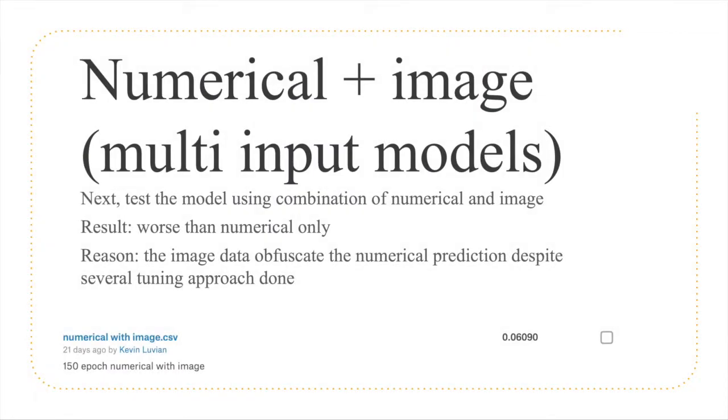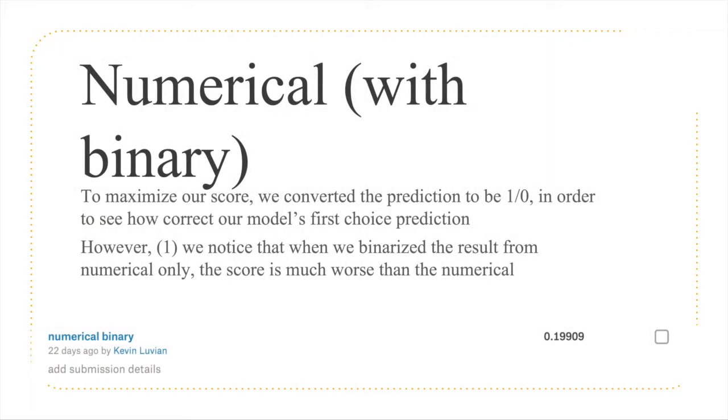Next, we try our next idea, which is to combine the numerical and image, and the best result we can get is 0.6090. We think that the image data may obfuscate the numerical prediction. Next we go back to our numerical 0.01234 result, and we binarize it to see how good our first choice prediction is. Here, we see that the score went worse.